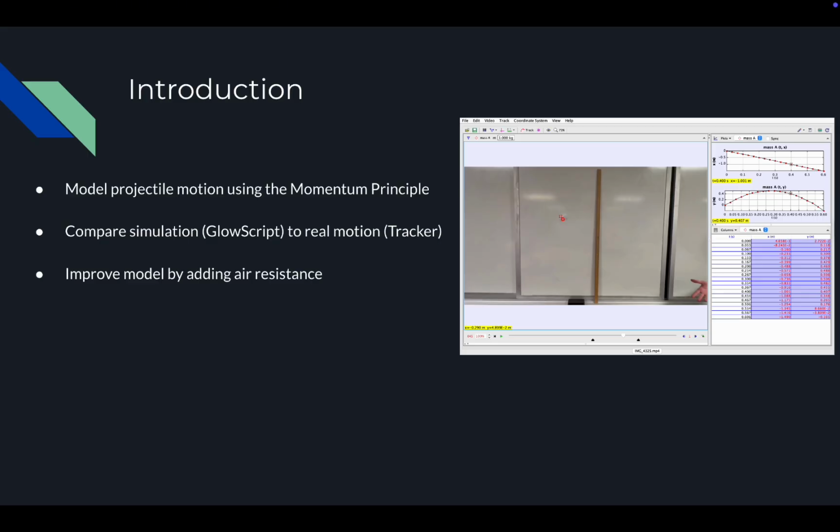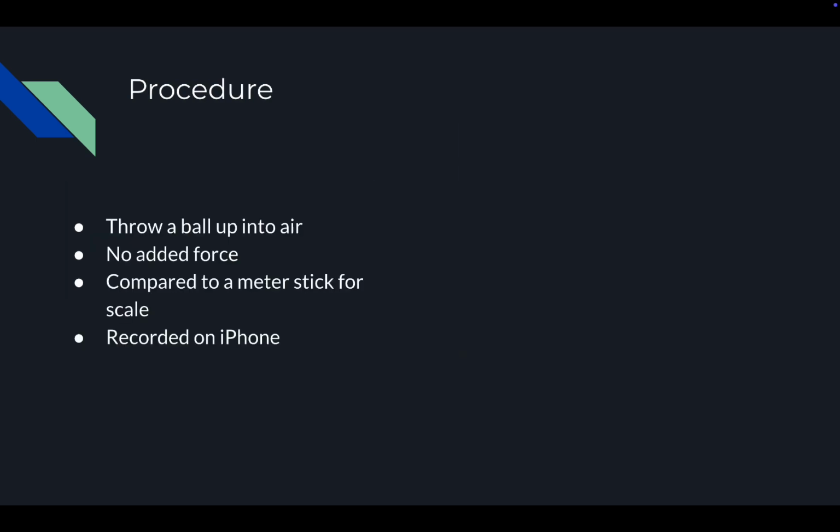During this lab, we used GlowScript, and it was related to air resistance, as you can see. All right, so the procedure consisted of throwing a ball up in the air and tracking its movement. There was no added force besides gravity, and it was compared to a meter stick and recorded on an iPhone.